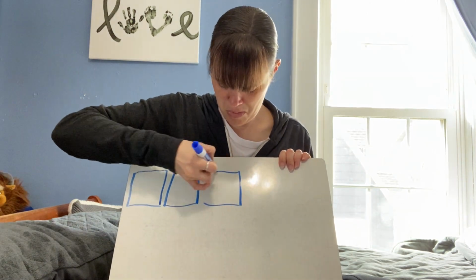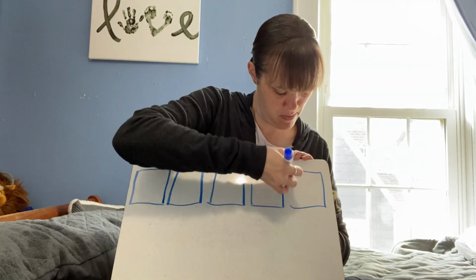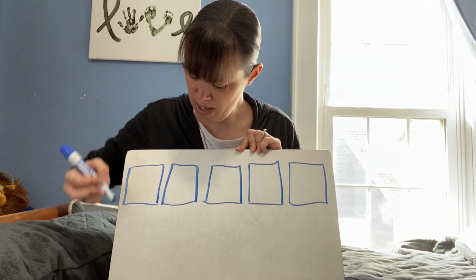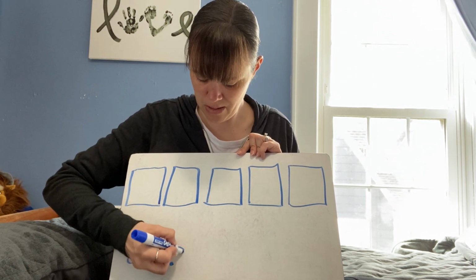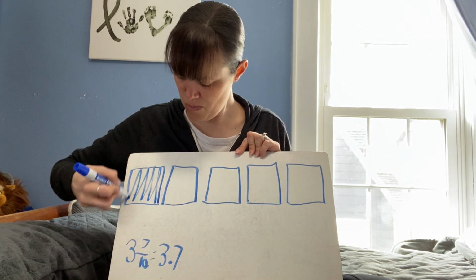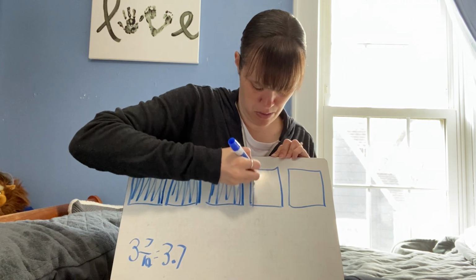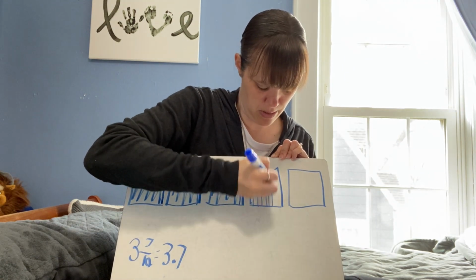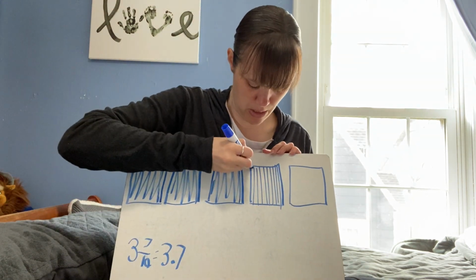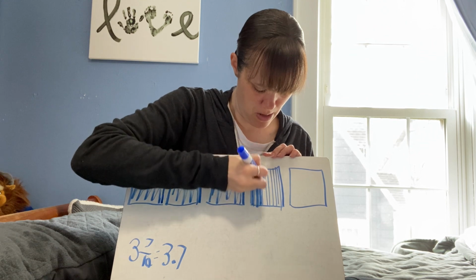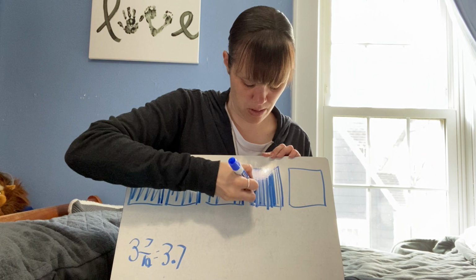2, 3, 4, 5. Okay, so we have to do 3 and 7/10, which we can write as 3.7. So we color in 3 wholes, 1, 2, 3, and then 1, 2, 3, 4, 5, 6, 7, 8, 9. That's not bad. That's my best one. 7/10. So let's color in 7/10. 1, 2, 3, 4, 5, 6, 7. I feel like I'm going cross-eyed with this right now.